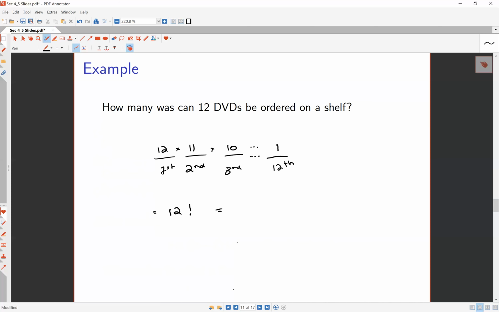And this is now where it's really handy if you know how to do the factorial on your calculator without having to multiply all those integers. And in this case, it gives us 479 million and some change. So if you just have 12 DVDs, there are more than 479 million ways in which you could arrange them on a shelf.